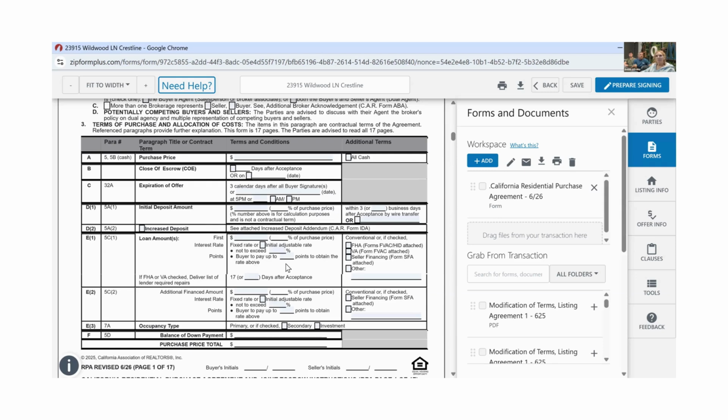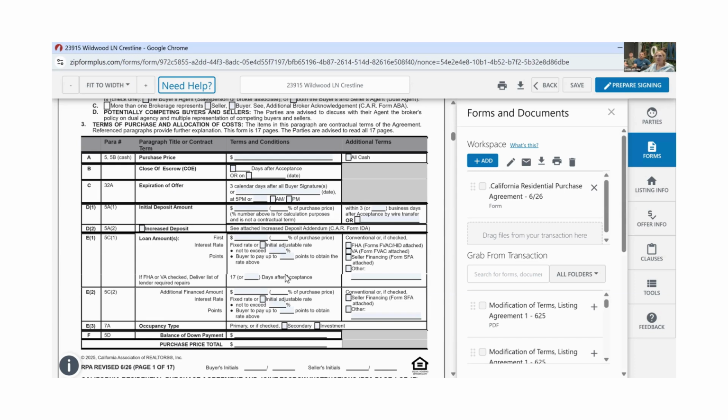Buyer to pay up to blank points to obtain the rate above. So with some lenders, the buyer can buy down his rate. And points just means percentage. So maybe your buyer is buying down 1 percentage point to get this special rate. You want to fill all that in as much as possible. If you need to reach out to the lender, do so.